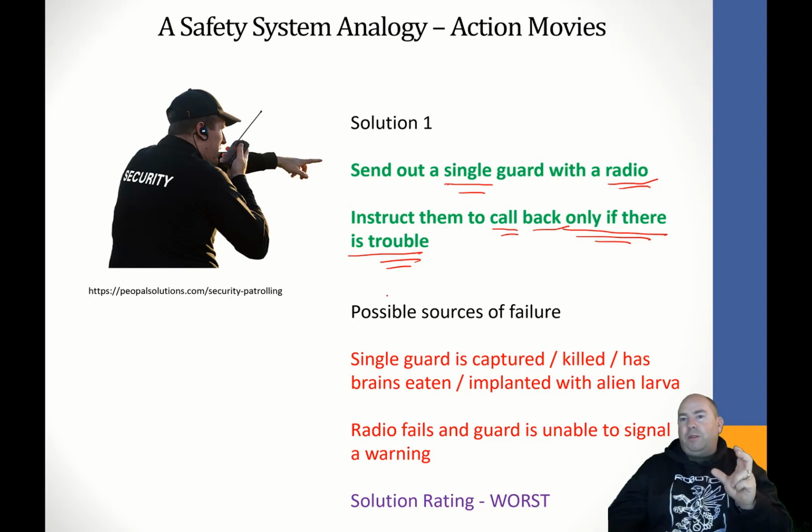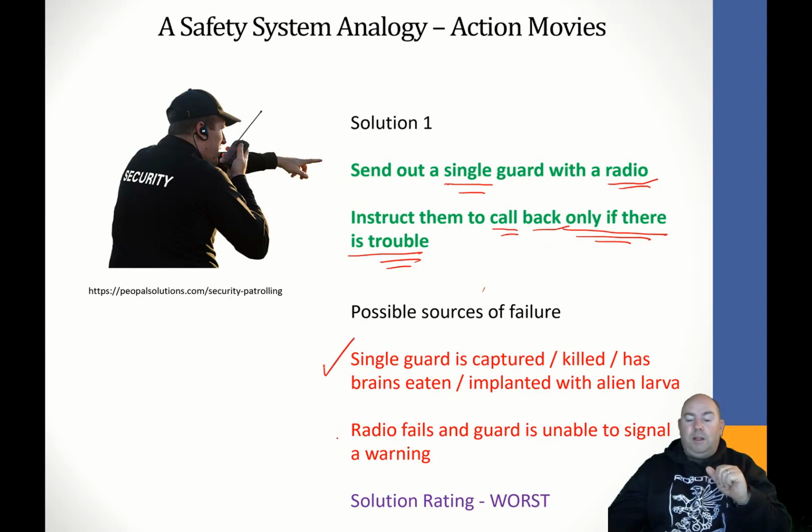So let's think about the different possible things that could go wrong with that strategy. Let's say that guard, along his way, hears a noise and suddenly he is captured or killed or has his brains eaten or he's implanted with alien larvae or whatever that situation is. He's taken out. We never hear from him. Our instructions were call back if there is trouble. So if we don't hear anything, we assume everything is okay. In this case, we don't hear anything, so we assume everything is okay, but we're not okay. So that is a point of failure.